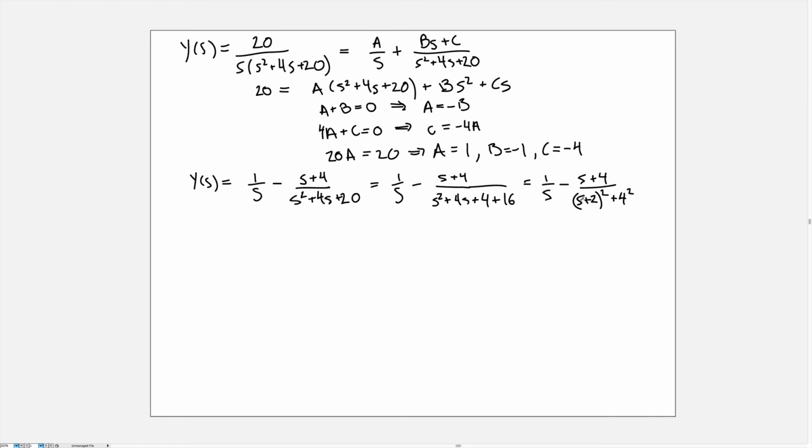You can see that I have an s plus 2 down here in the square, which means I really want an s plus 2 up here. That means I'm going to have to split this into two pieces. So I'll split it into negative (s plus 2) over (s plus 2) squared plus 4 squared. But then I have to account for the extra minus 2 that I don't have here, so that would be a minus 2 divided by the same denominator.